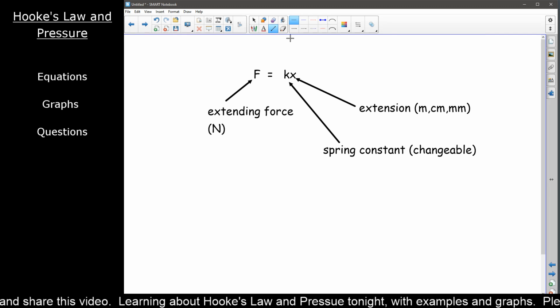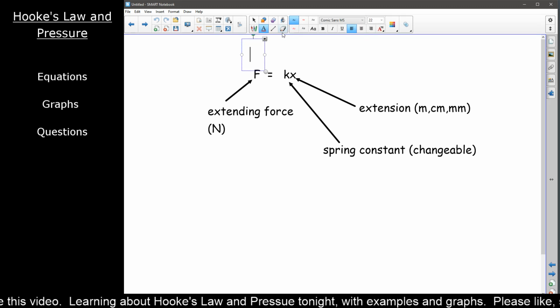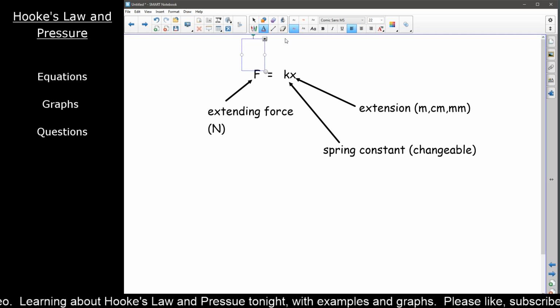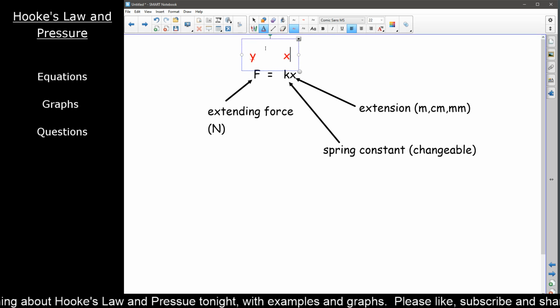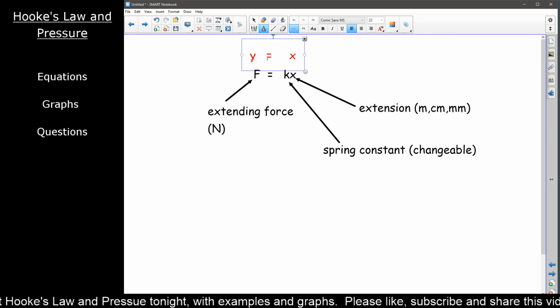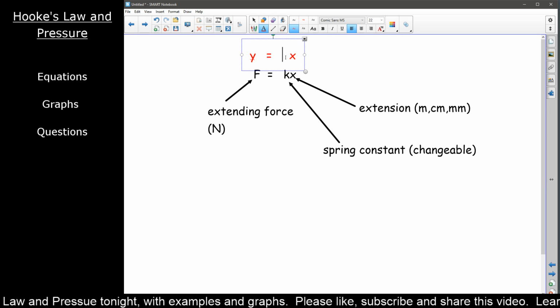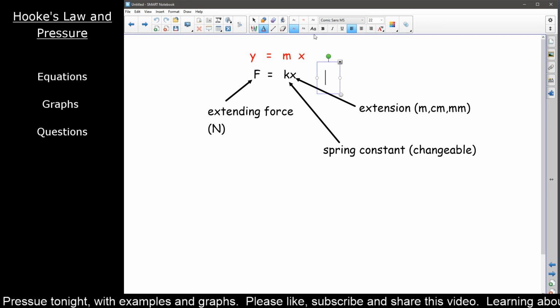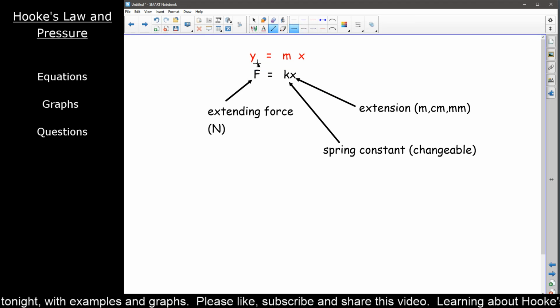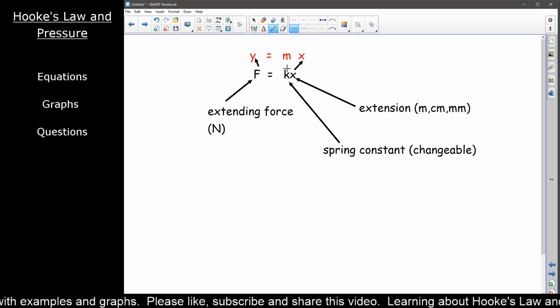Well, it's because of this equation. If we think about how this equation works, we have force on the y-axis, extension on the x-axis, an equal sign in between, and k is some form of constant. Then this follows the form y equals mx, where the thing you plot on the y-axis against the thing you plot on the x-axis has some constant. That constant is the gradient of your graph. Because k is a constant and isn't changing, the gradient, the slope of your graph, should not change. If the slope does not change, it's a straight line.